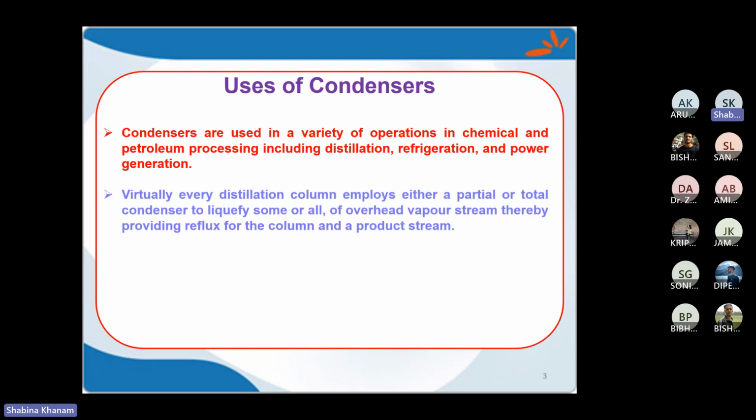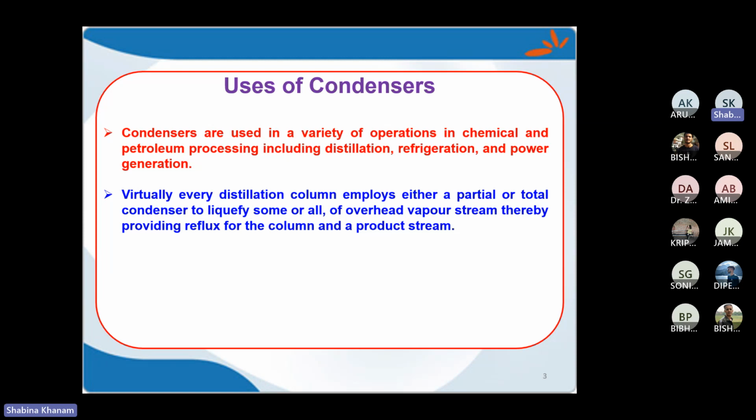When we consider the distillation column, we consider two types of condenser. One is partial condenser and another is total condenser. Partial condenser, you understand, that is what we can say, some amount of liquid is returning. Sorry, partial condenser, when I am telling, it means some amount of vapor will condense only.